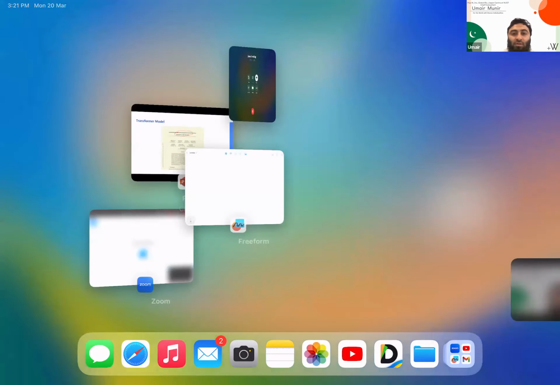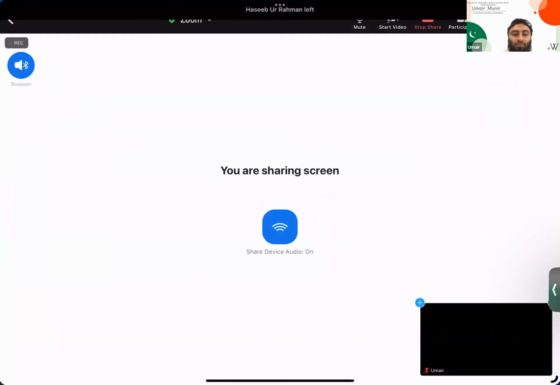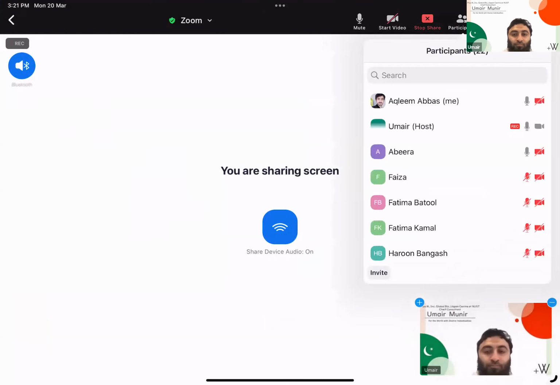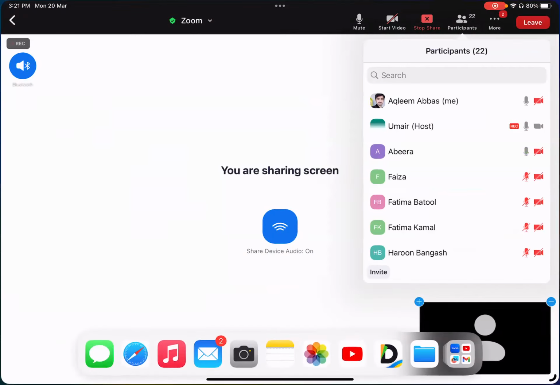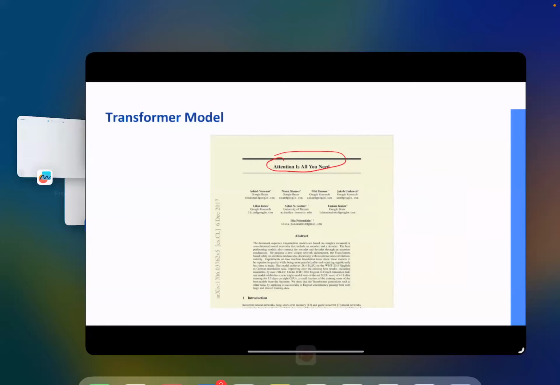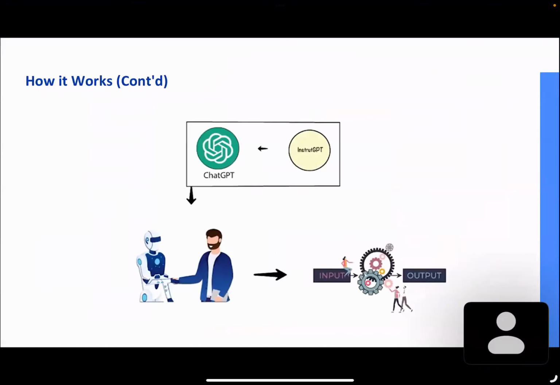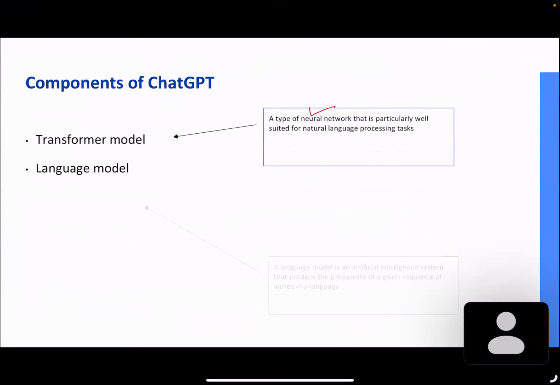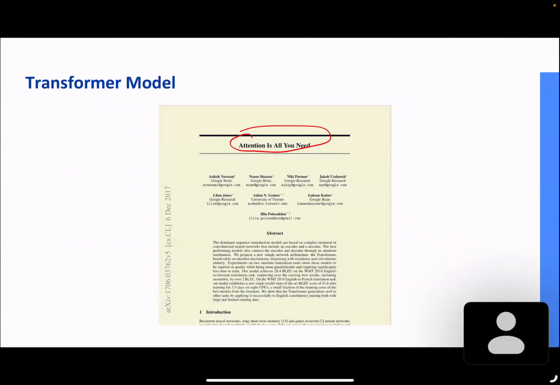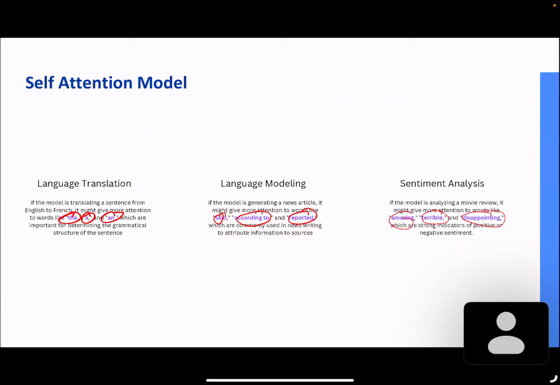Okay, so any other students have any questions, you can ask. Sir, I was talking about the slide after the Attention Is All You Need paper. Okay, okay.